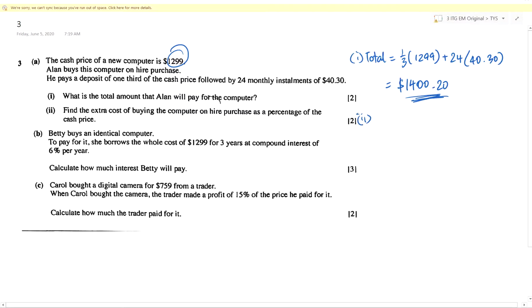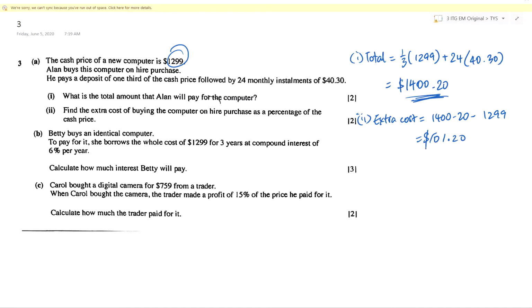In part 2, find the extra cost of buying the computer on hire purchase as a percentage of the cash price. Extra cost as a percentage of cash price. So first we need to find out the extra cost. Extra cost is 1420.20 subtract 1299. So we get $101.20.